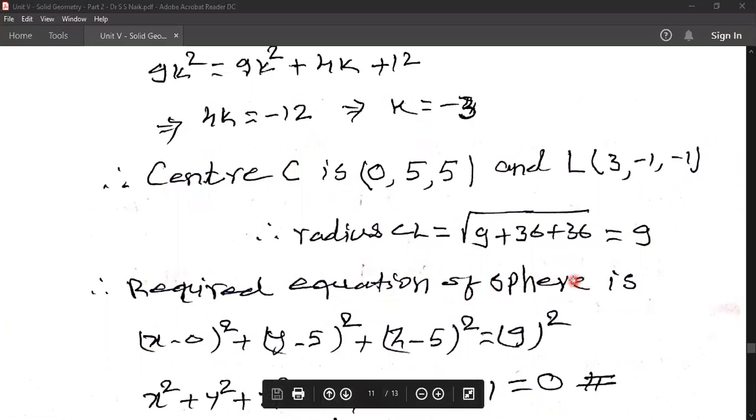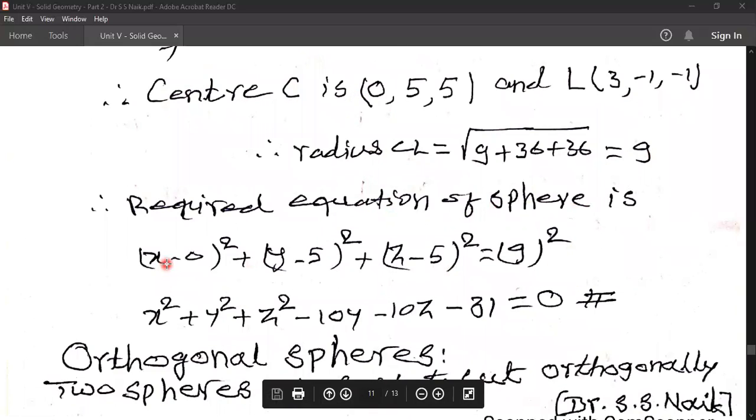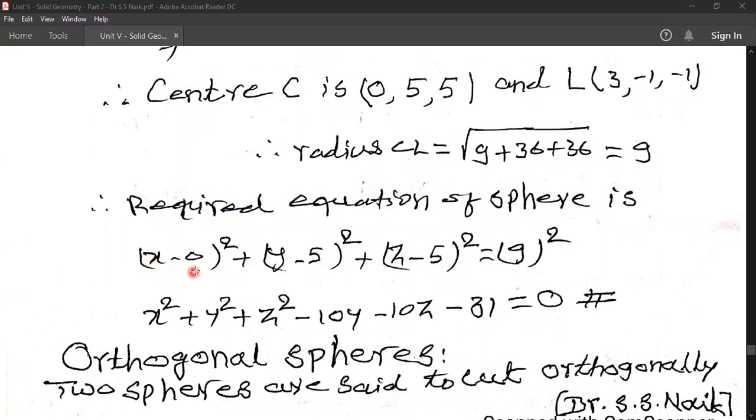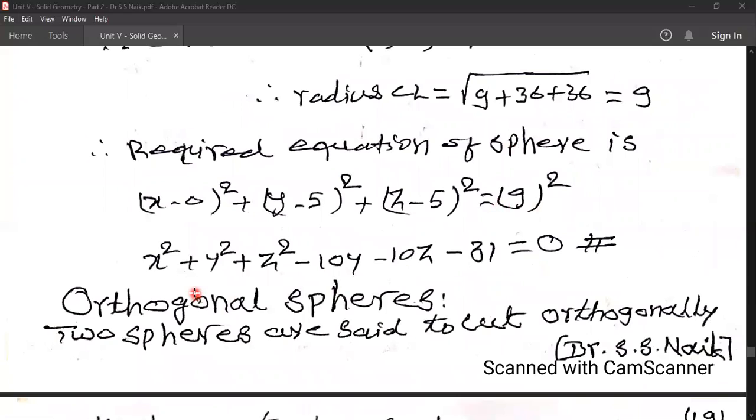The required equation of the sphere in the center and radius form is given by (x minus 0) square plus (y minus 5) square plus (z minus 5) square is equal to 9 square. That implies x square plus y square plus z square minus 10y minus 10z minus 31 is equal to 0.